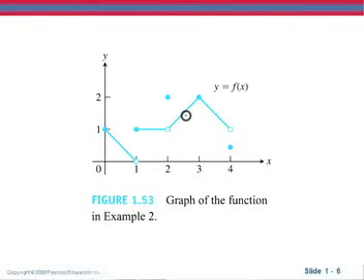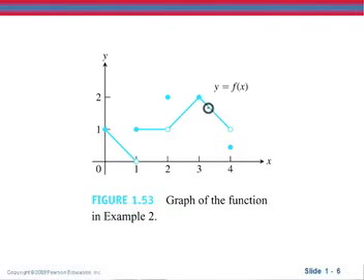Now let's look at x of 3. Notice the limit as x approaches 3 from the left is 2, and the limit as x approaches 3 from the right is 2. Also, f of 3 is 2. As long as the limit as x approaches 3 from the left and right are the same, that limit exists, and the limit as x approaches 3 is 2.